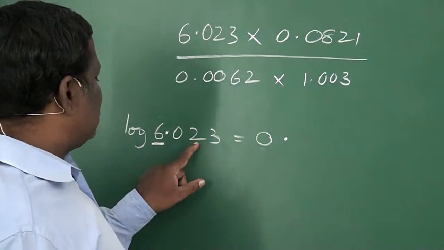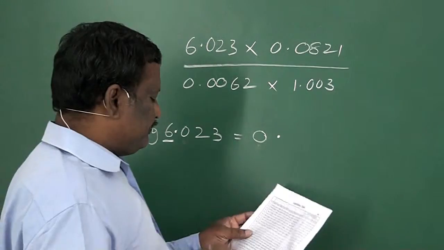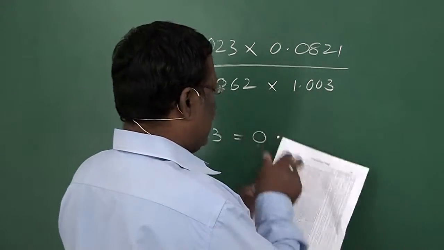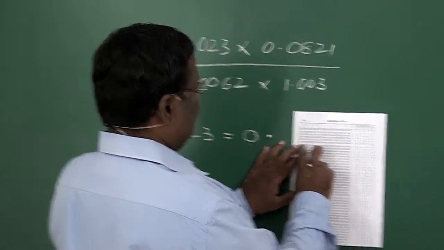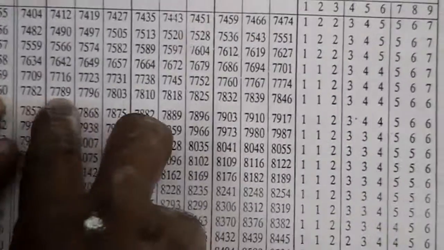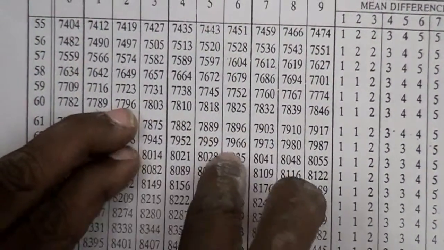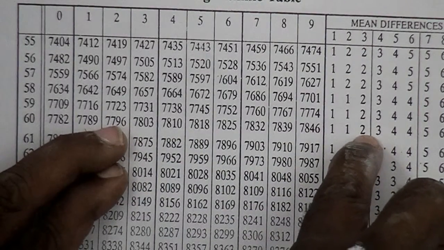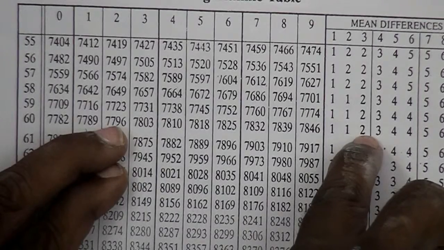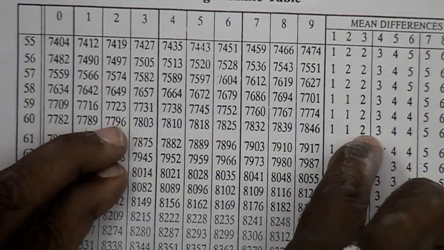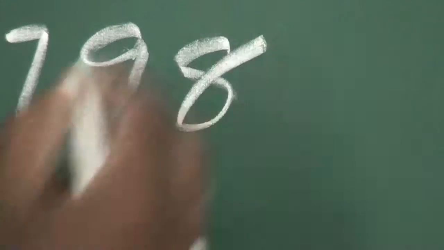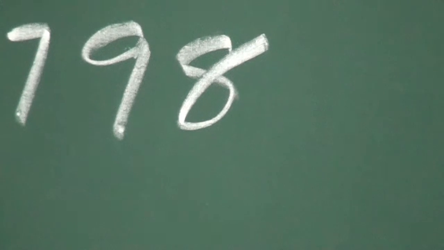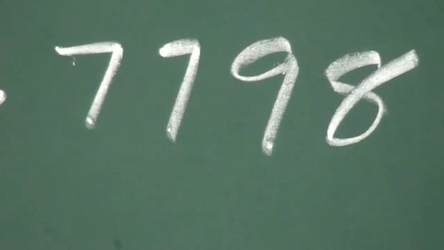That is 60 against 2 and mean difference 3. So for this value, log value of 60 against 2 is 7796 and mean difference 3 is 2. So 7796 plus 2 is 7798. So for this it is 7798.